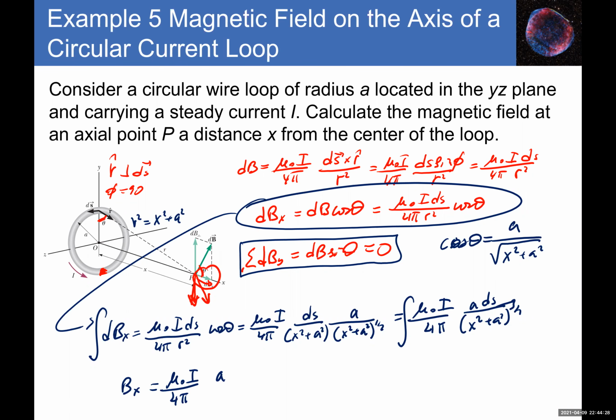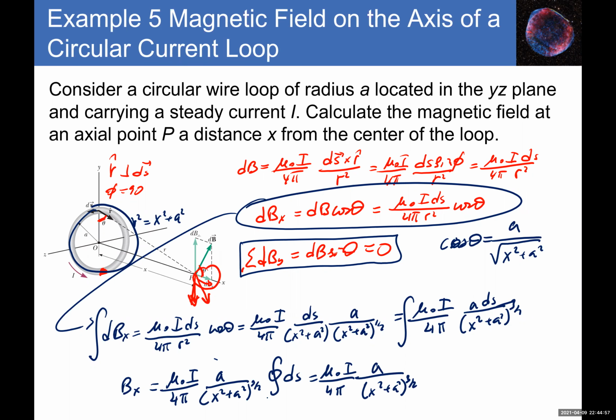Why? Because as you go around this loop, a doesn't change, x doesn't change. None of those things change. That means (x squared plus a squared) to the 3 halves is also a constant, which makes the only thing I have just the closed integral of ds. So if I do mu naught I over 4 pi, a over (x squared plus a squared) to the 3 halves, this integral is just going to give me the circumference of that loop. As I go around and integrate, the closed integral of ds is basically 2 pi a.